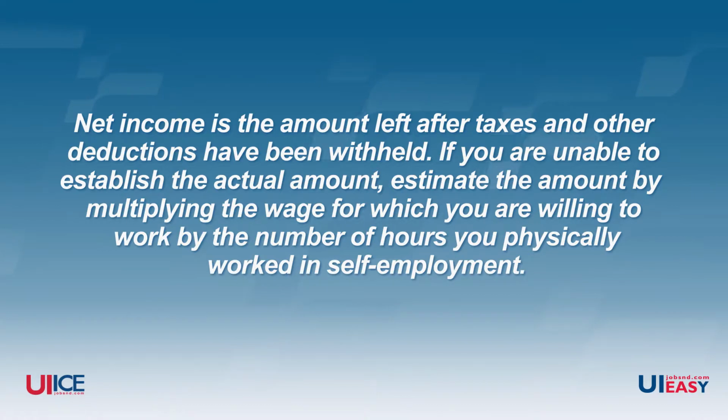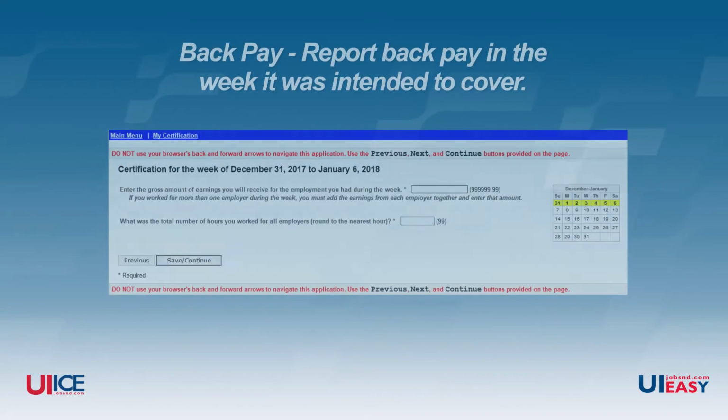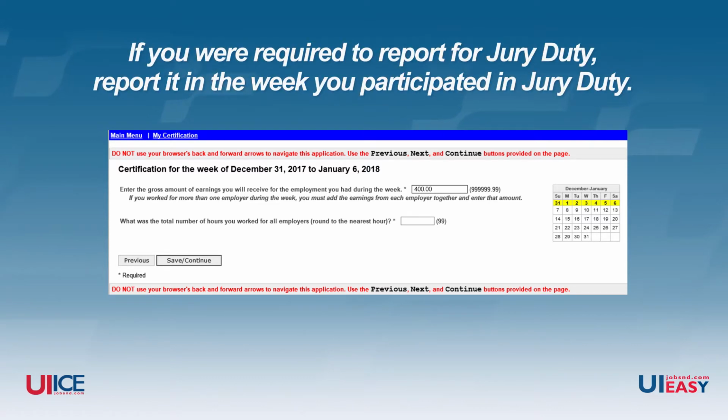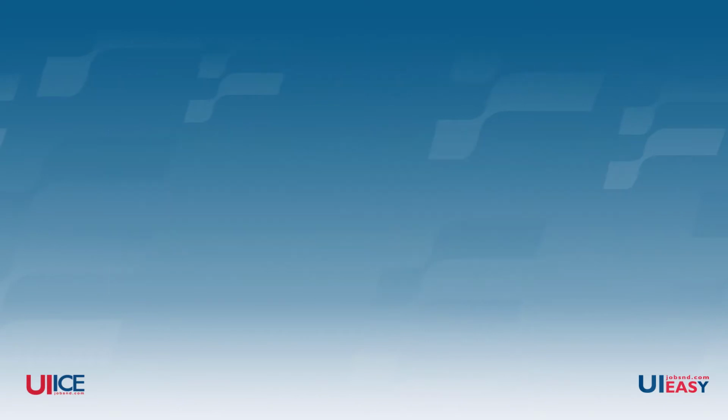If you are unable to establish the actual amount, estimate the amount by multiplying the wage for which you are willing to work by the number of hours you physically worked in self-employment. Back pay. Report back pay in the week it was intended to cover. If you were required to report for jury duty, report it in the week you participated in jury duty.